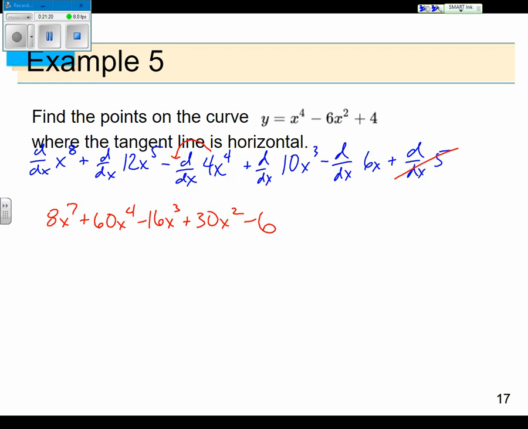Well, let's look at it. I can pull this 6 out in front, right? And I get negative 6 times the derivative of x. And you guys told me earlier the derivative of x is just 1, so it would still be negative 6.